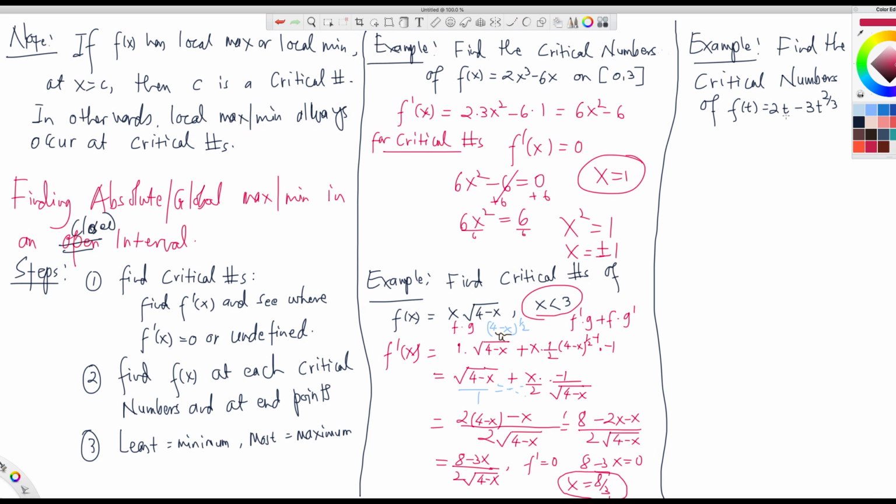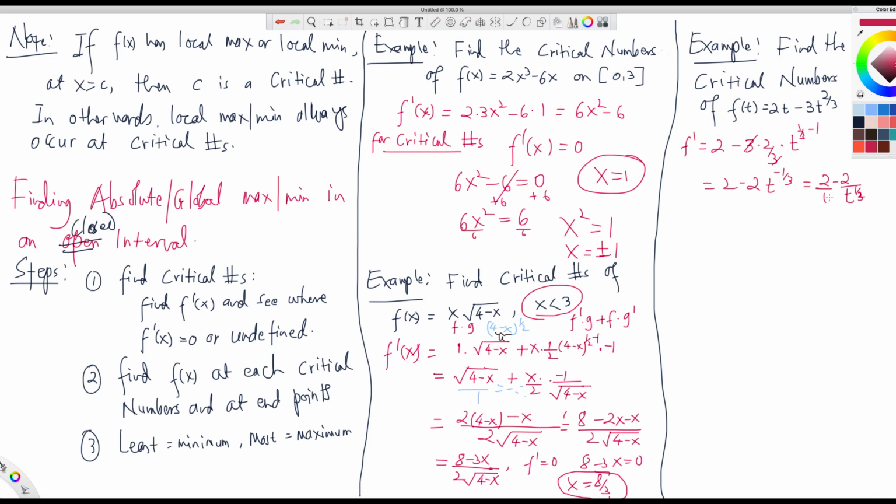So on this one again, to find out the critical number, what we do, you find out the first derivative, f prime equals 2 minus 3 times 2/3 times t to the 2/3 minus 1. You understand the derivative, right? If you simplify that, what do you get? 2 minus 2t to the -1/3, right? If you simplify this, you will get 2 minus 2 over t to the +1/3. So there is t in the denominator.